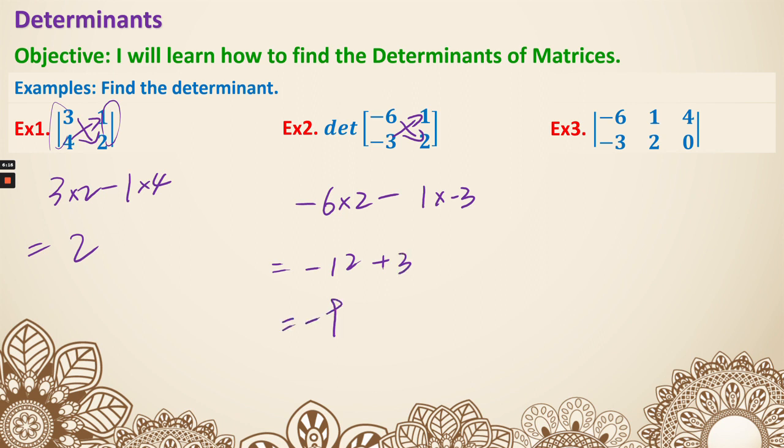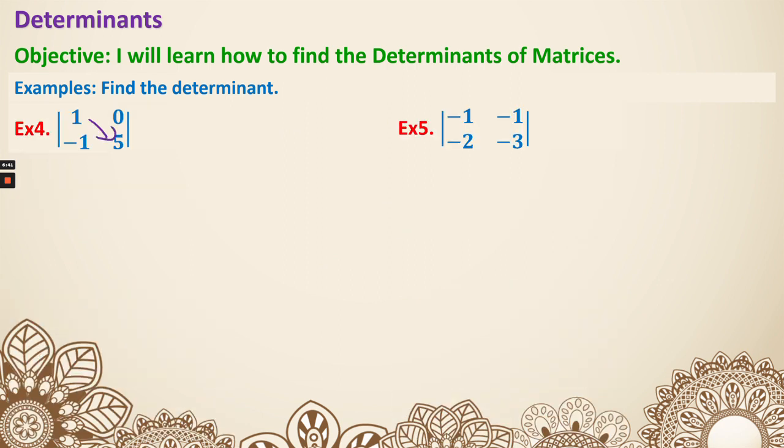Example 3. So we can try to find that. Well, here's a diagonal. However, if you look at it, that's a 2 by 3 matrix. It's not even a square matrix. So NA, not a square matrix. It has to be a square matrix in order for you to find a determinant. Otherwise, you can't.